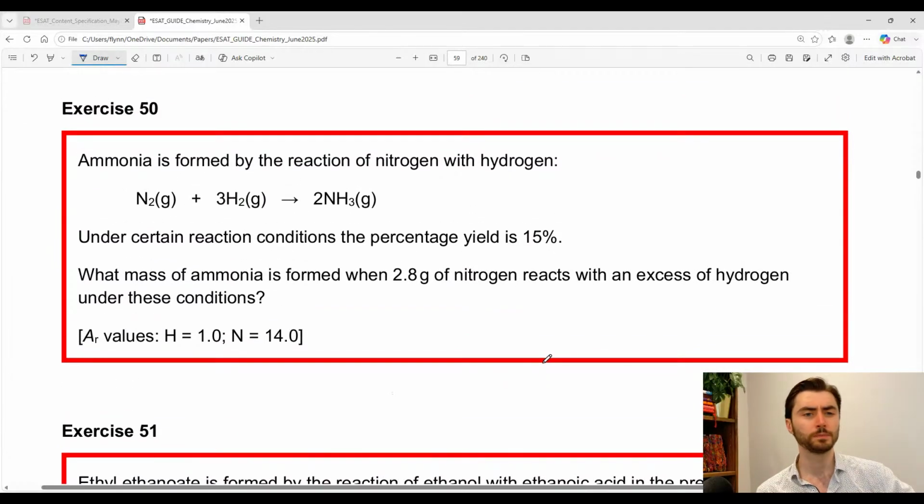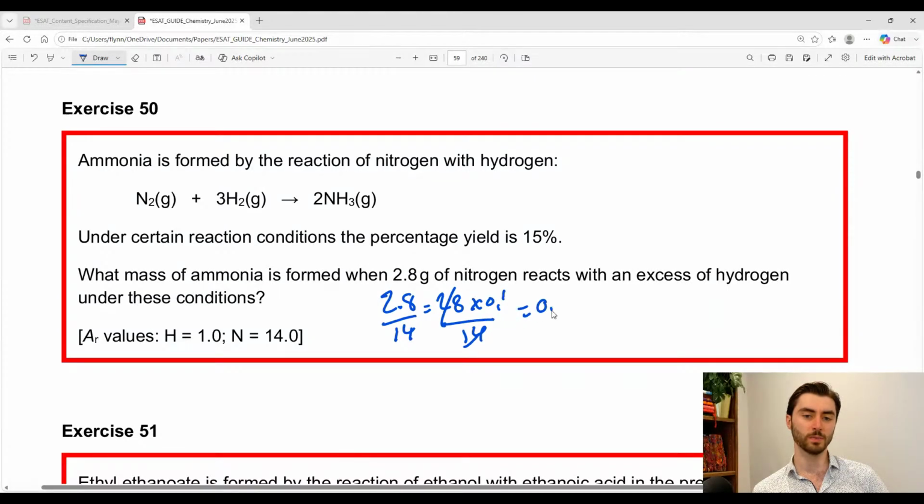Exercise 50, so the reaction of nitrogen with hydrogen, under certain reaction conditions, the percentage yield is 15%. What mass of ammonia is formed when that much nitrogen? So 2.8 over 14 is 28 times 0.1, all over 14, so it's 0.2 moles. Reacts with excess hydrogen, so that 0.6 moles of hydrogen get used, and 0.4 moles formed. Theoretically, if it fully converted, which it doesn't, it should be 0.4 moles.